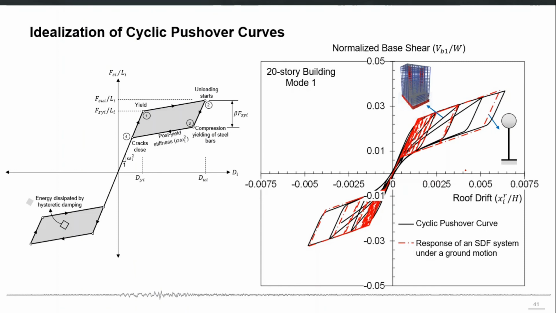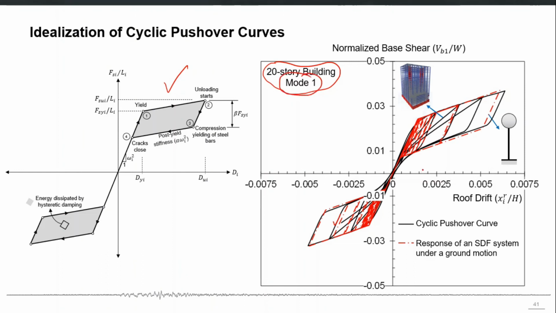So here in this example, this is the idealized force deformation behavior which was given to a single degree of freedom system. In this example, it is the 20-story building and first mode only. The black line is the actual cyclic pushover curve, and the red line is the response of that single degree of freedom system against an earthquake. So the exact matching shows us that the single degree of freedom system, the red line, is representing the first mode of that 20-story building with a reasonable accuracy.